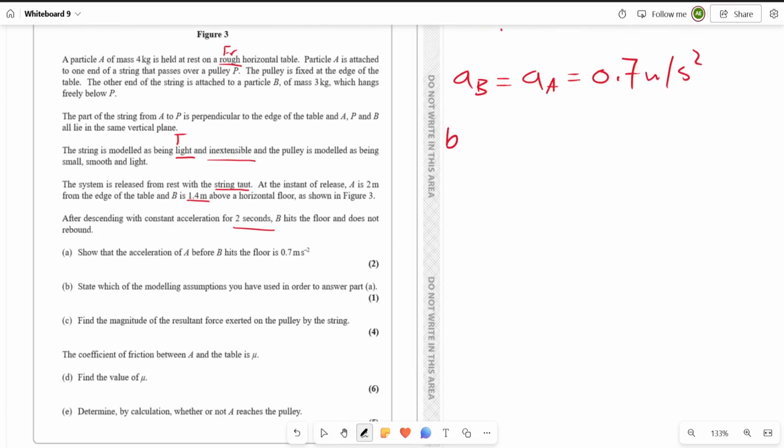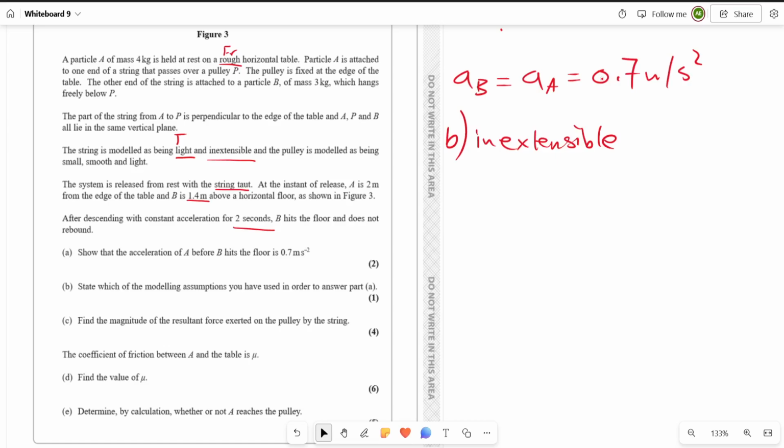Part B is simple. It's just a one-marker: state which of the modeling assumptions you have used in order to answer part A. Think about it, pause the video, try to know. If you chose inextensible, then you are completely correct, because this is shown from the line just above, where I said a_B equals a_A. Why? Because they're inextensible, and that's why I know that my acceleration for A is also going to be 0.7.